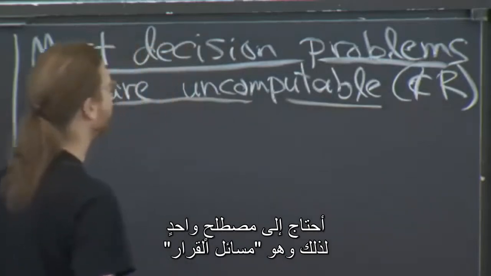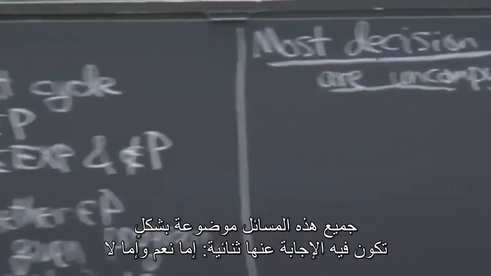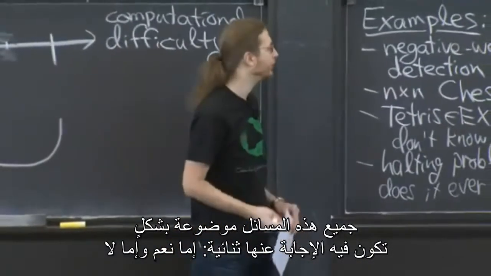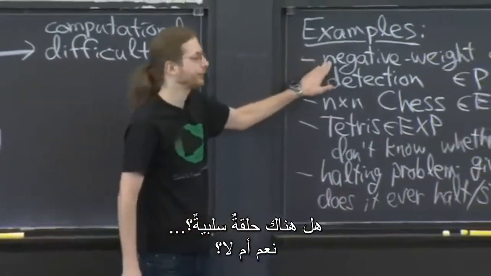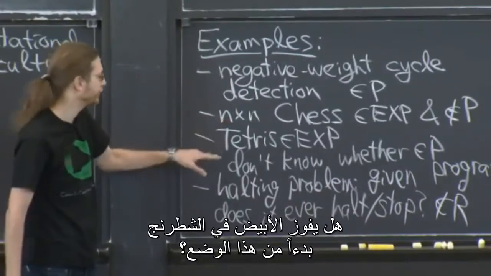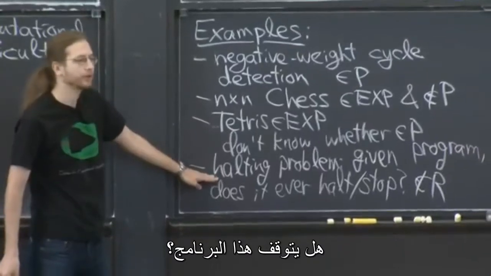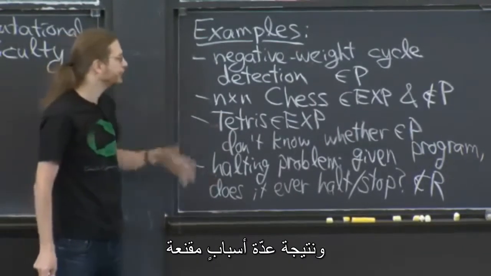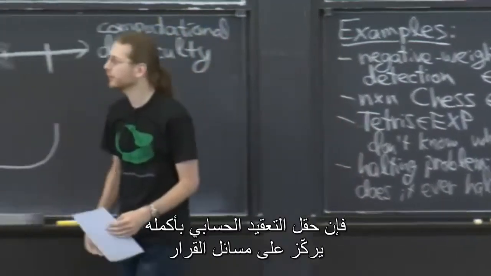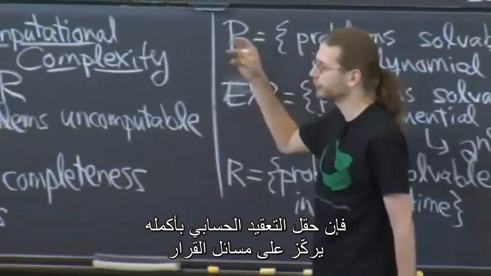I need one term, though, which is decision problems. All of these problems, I set it up in a way that the answer is binary, yes or no. Is there a negative weight cycle, yes or no? Does white win from this position in chess? Can you survive in Tetris? And does this program halt? For various reasons, basically convenience, the whole field of computational complexity focuses on decision problems.